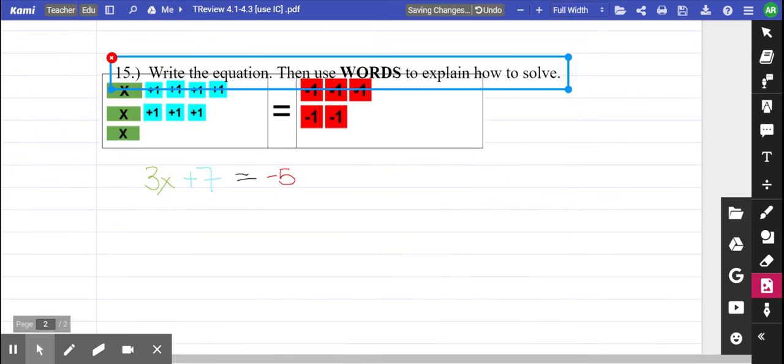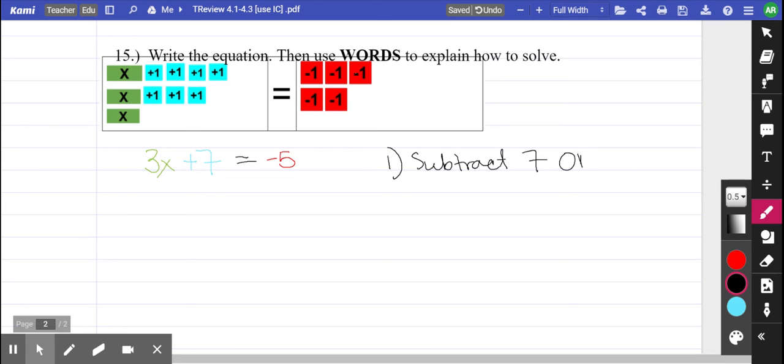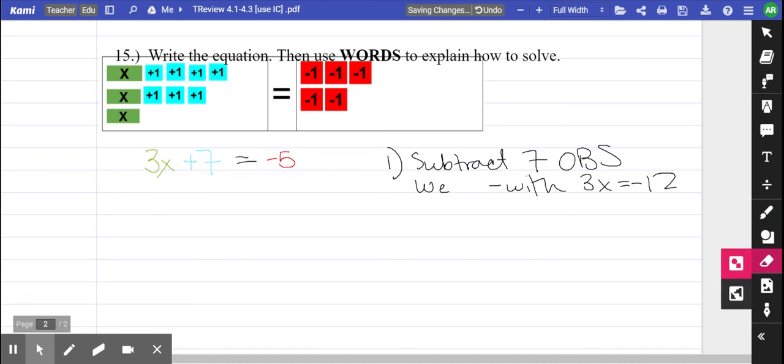Now I want you to use words to explain how to solve. So first step, well, we would subtract 7 on both sides, and I'm abbreviating on both sides. We're left with 3x equals negative 12. Oh my goodness, Miss Rowell, if you don't know how to spell.